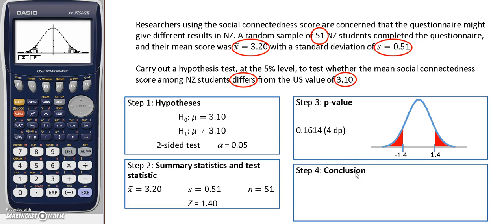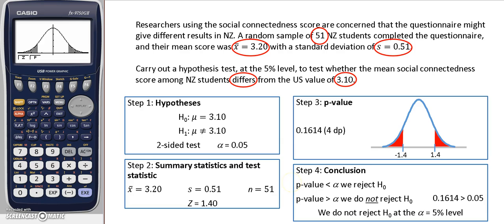In the final step, we draw our conclusion by bringing all this information together. Now, the way we make our decision is that if the p-value is less than alpha, we reject the null hypothesis. However, if the p-value is greater than alpha, we do not reject H0, the null hypothesis. In our case, our p-value of 0.1614 is greater than our alpha value of 0.05. Therefore, we do not reject the null hypothesis at the alpha equals 5% level. That is, we do not have evidence against our null hypothesis.